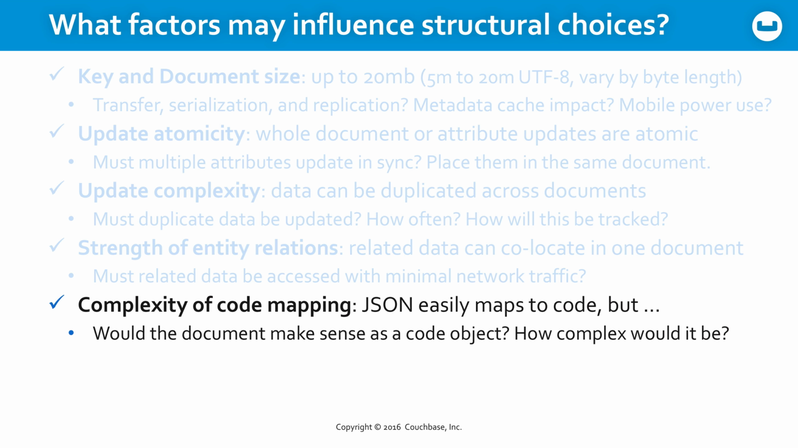Last, what about the complexity of code mapping? JSON does easily map to code, but would a particular document make sense as a code object? How complex would that object need to be? Are you working with a pre-existing code base, or do you have the opportunity to design your object model and your data model in sync with one another?